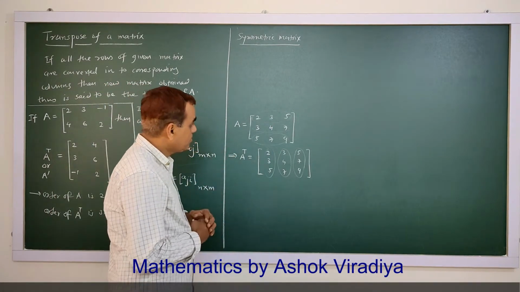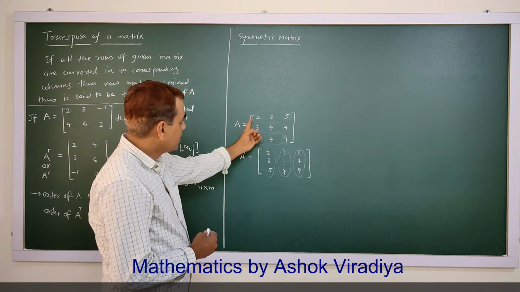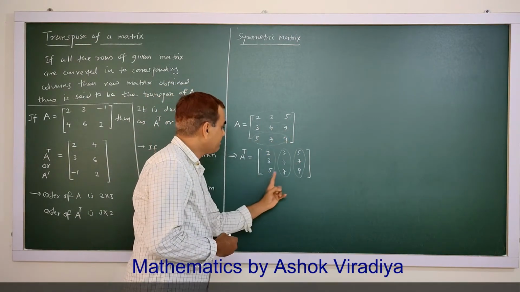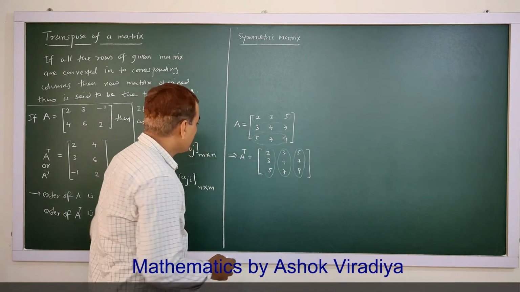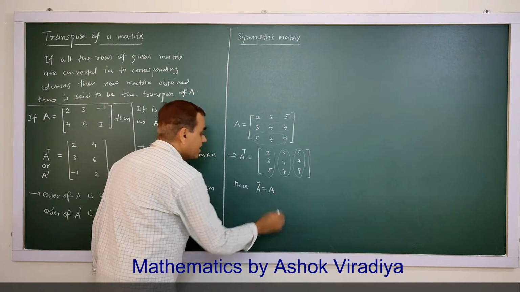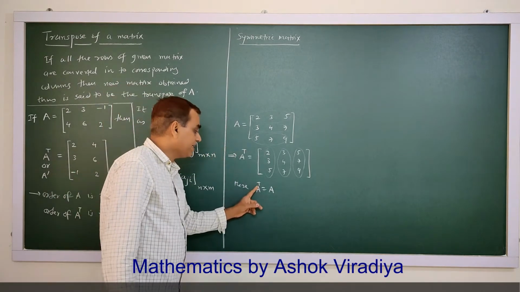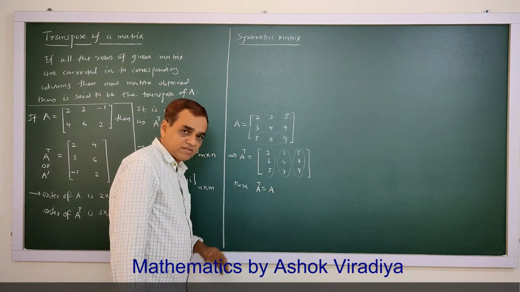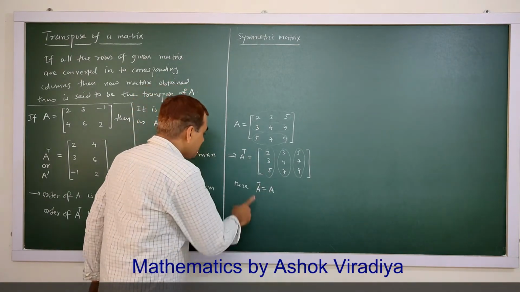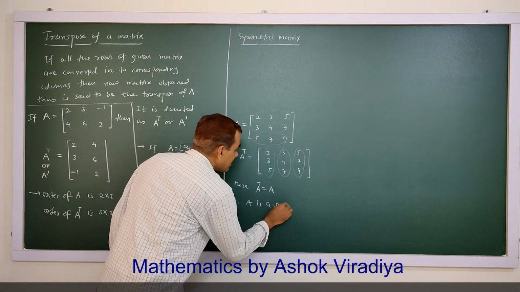Now look, observe both matrices. They are the same. 2, 3, 5, 3, 4, 7, 5, 7, 9. So here A transpose and matrix A are the same. If the transpose of any matrix is equal to the matrix itself, then such a matrix is said to be a symmetric matrix. So A is a symmetric matrix.